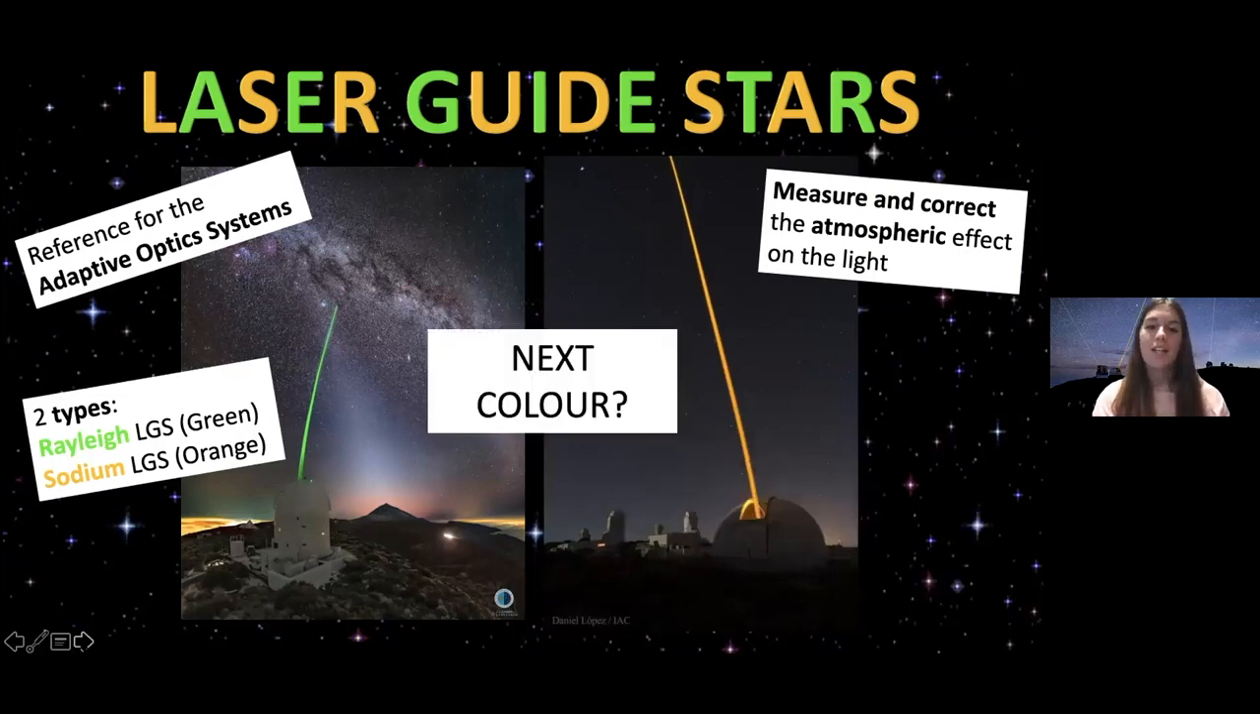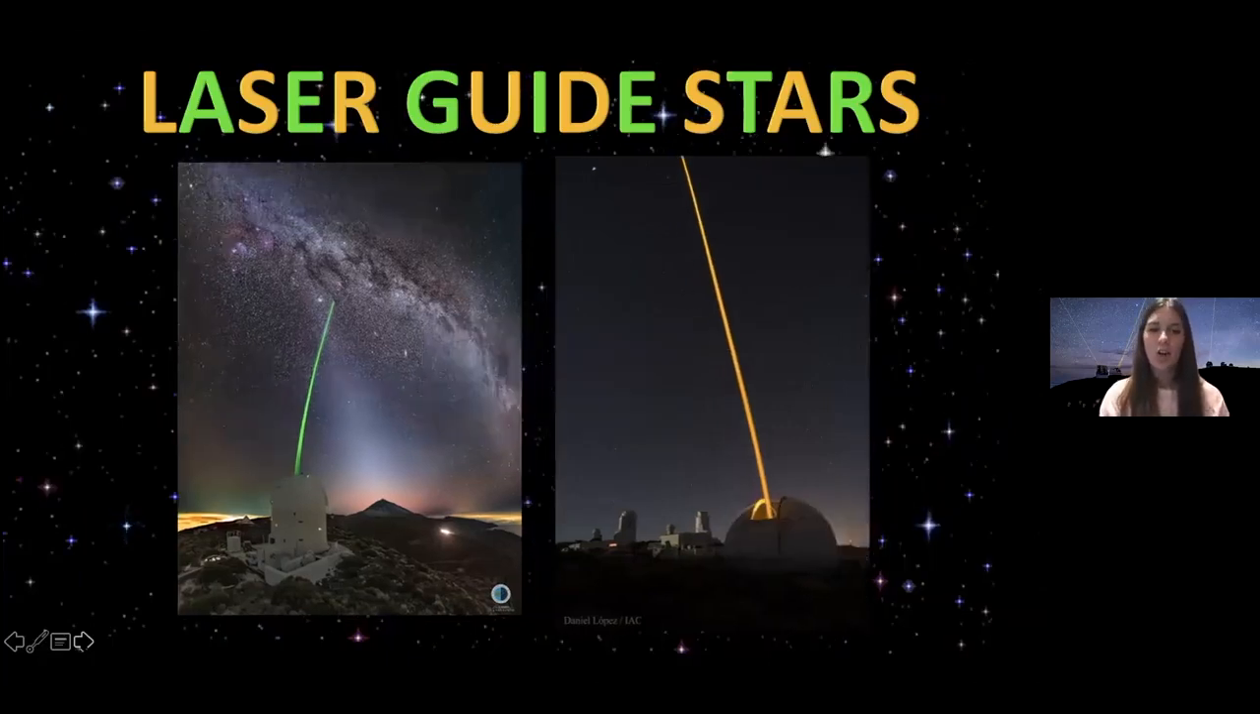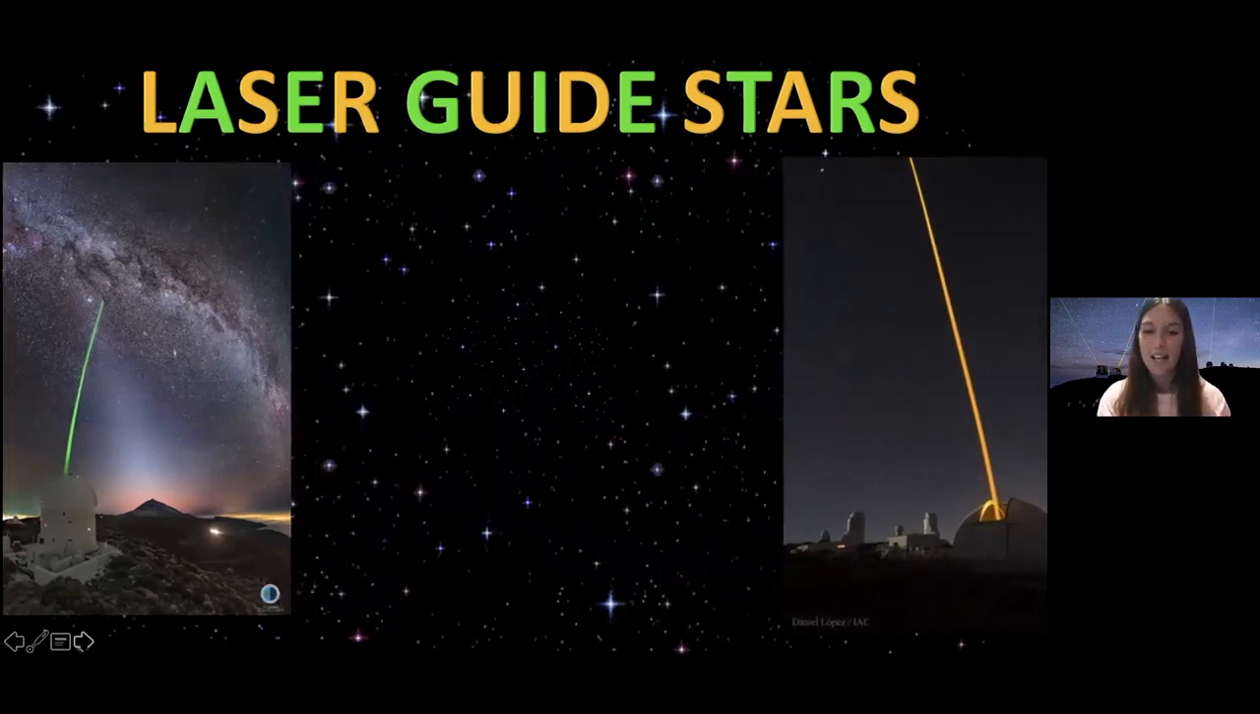So can anyone guess which is going to be the next color of laser guided star? Maybe a multicolored one? This is actually not far from reality. So maybe you need to stay tuned for future talks about laser guided stars and find out about this. This is what maybe the next generation of laser guided star is going to look like. But how is going to be the next generation of laser guided star creators?